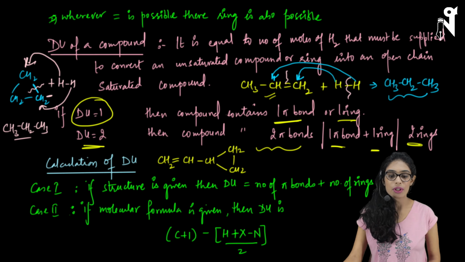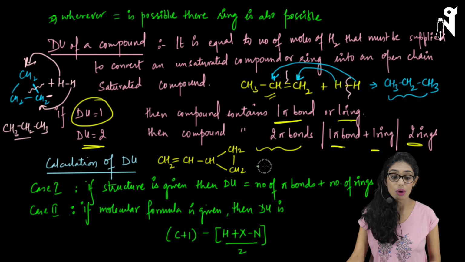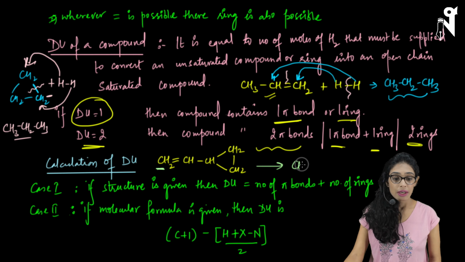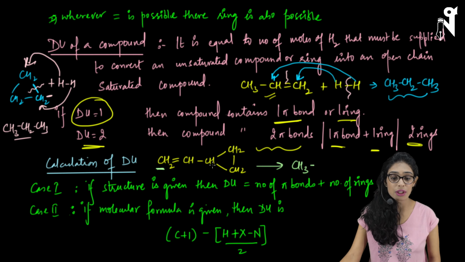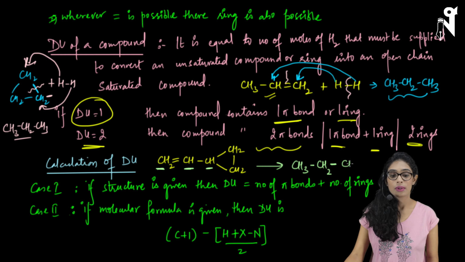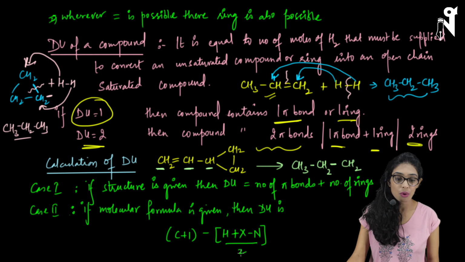So for converting it to a normal alkane chain, what do I want? If this carbon will become alkane, it will become CH3. Correct? Just look at it very carefully. If this carbon will become alkane, it will become CH2. If this carbon will become alkane, what will it become? It will become CH2. And then one of the bonds has to be broken.